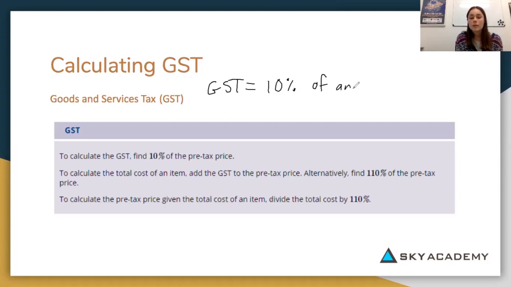So to calculate the GST, you just find 10% of the price of the item. Say it says find the GST of $10, you would just do $10 times 10%, which gives us $1. So the GST for an item that costs $10 would be $1.